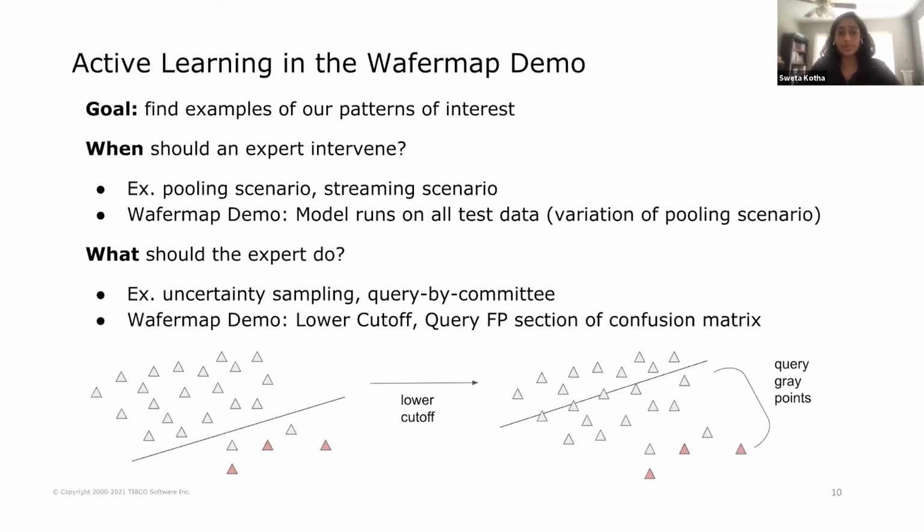And in the wafer map demo, I think we do something a little more untraditional, and there's no strict name for it. What we're actually doing is having a user come in, lower their cutoff, and then query the false positive section of the confusion matrix. So it still requires human intervention, but it goes back to the purpose of finding as many examples as we can of this pattern of interest.